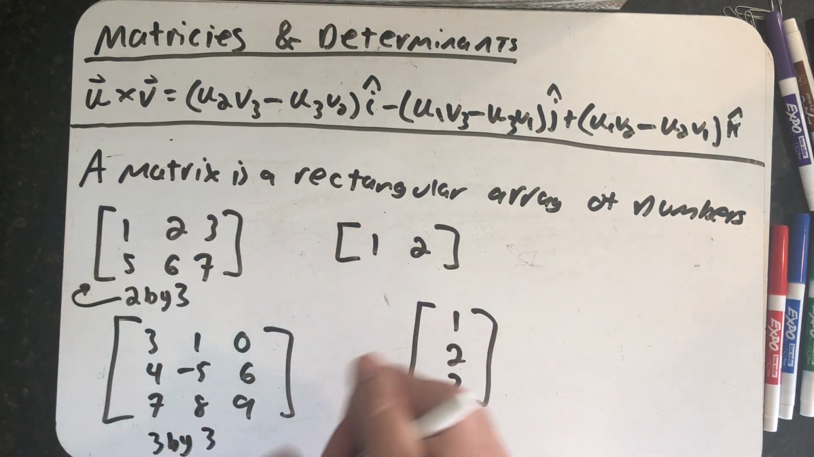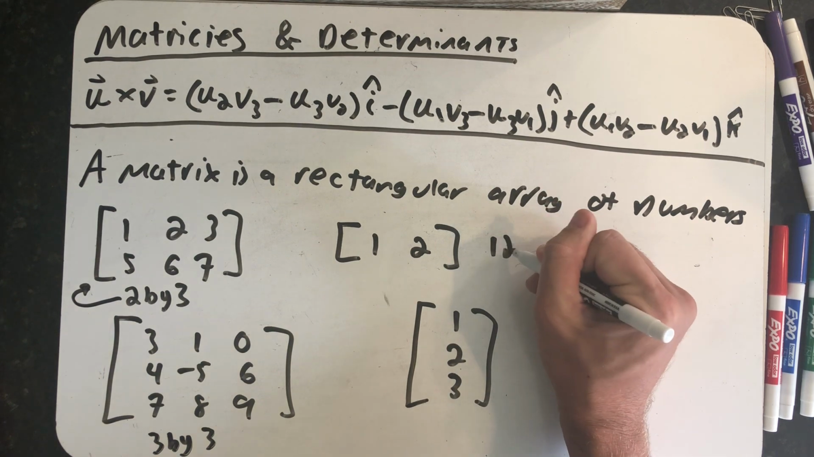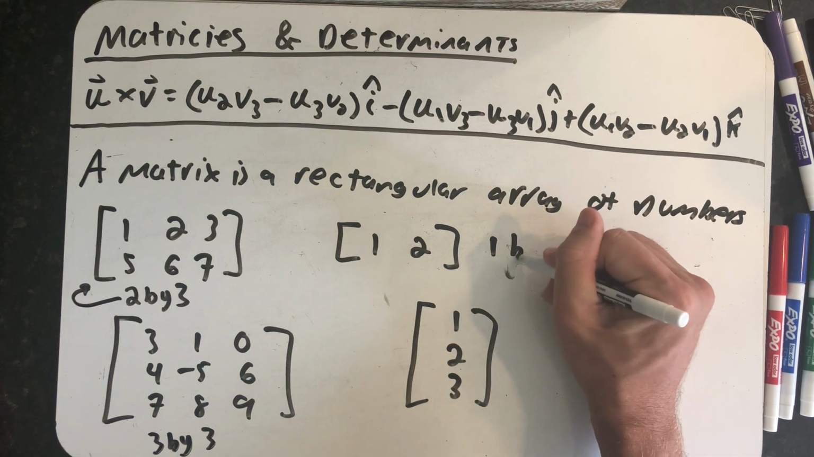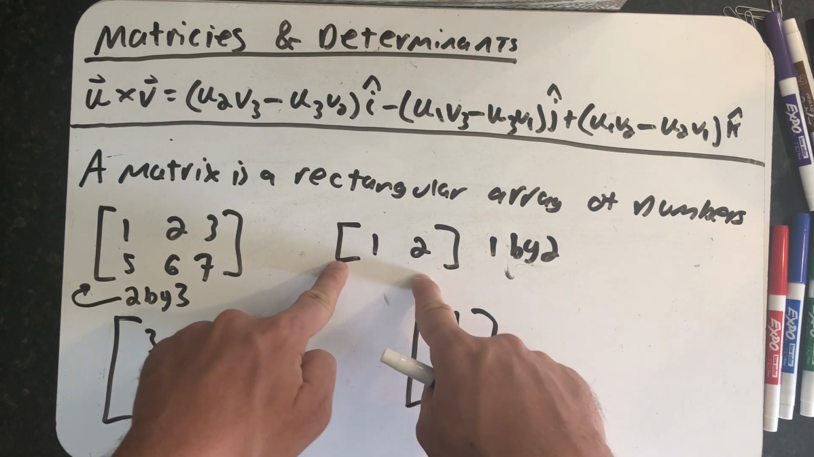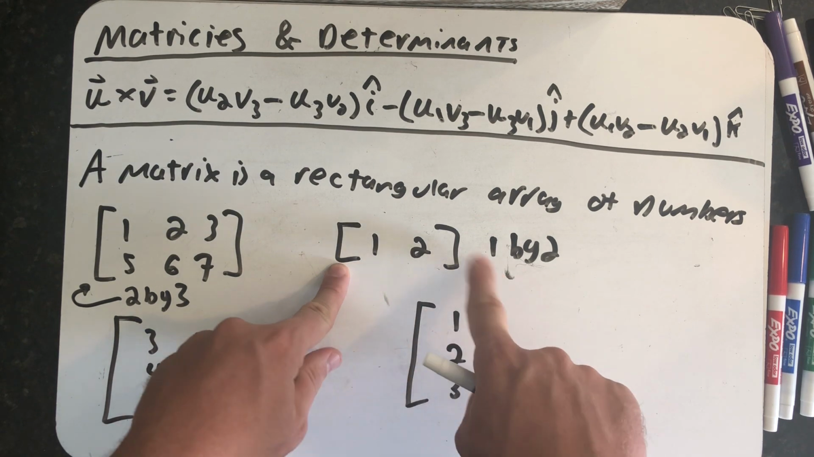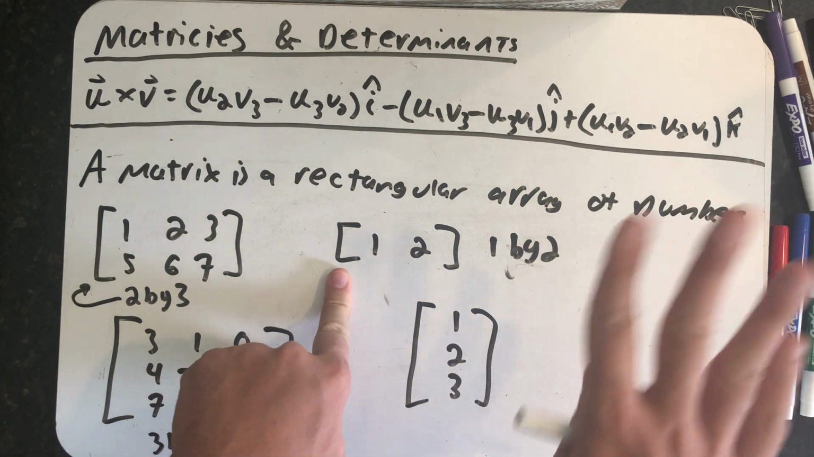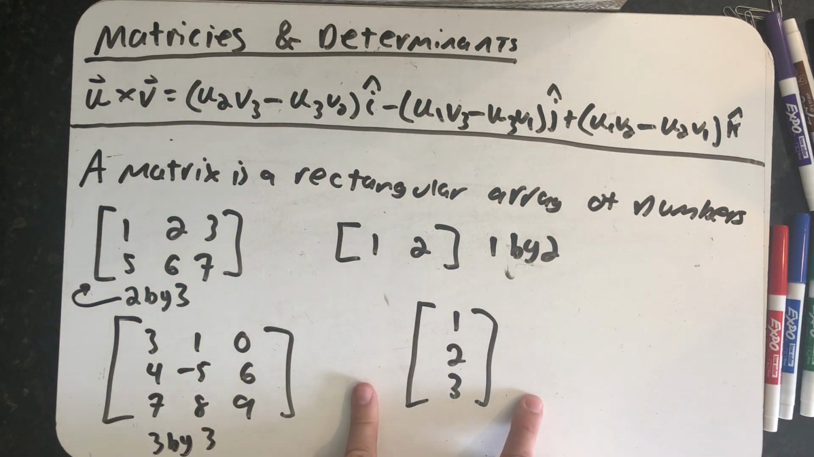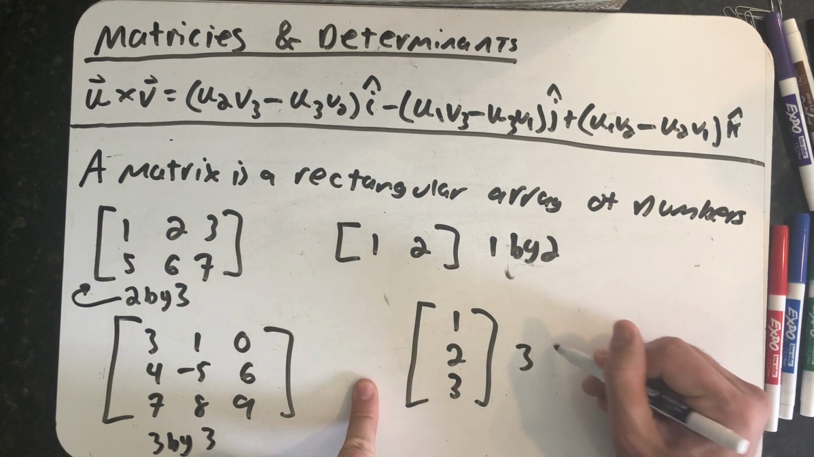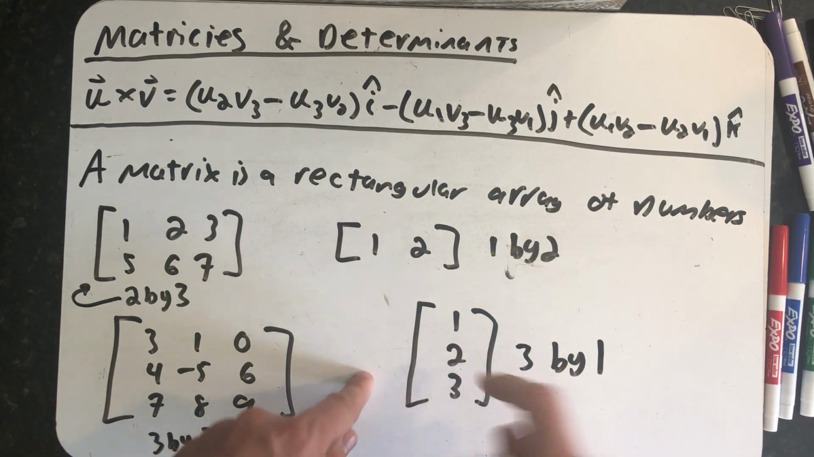Here I have a 1 by 2. This is also called a row matrix. It's just one single row. And in fact, if this was a 1 by any number you ever said, a 1 by 54 is still a row vector. And here I have a column vector. In fact, this one is a 3 by 1.